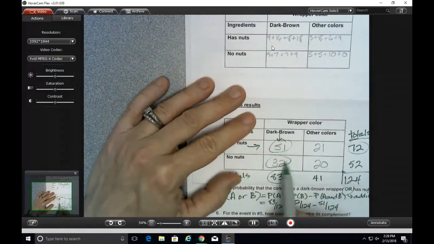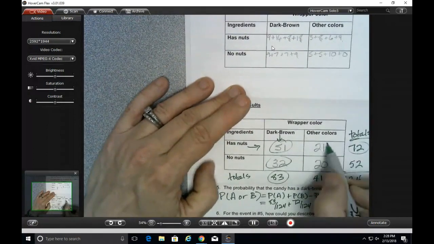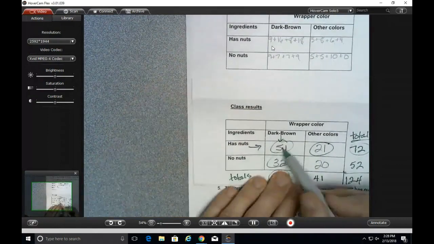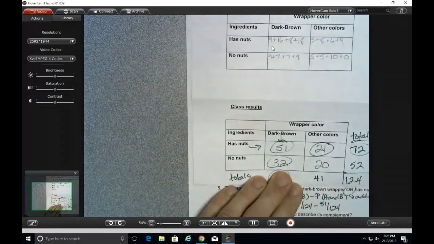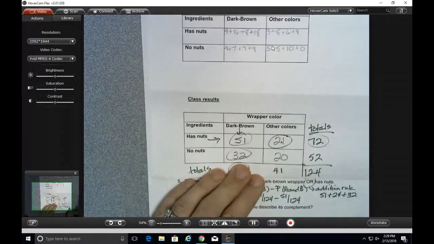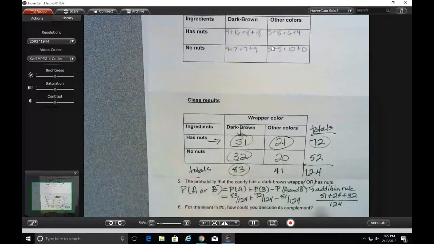So it would be either this cell or this one, and then if it has nuts, we've already got that one marked, or it also could be this one. The 3 cells in the table we'd be looking at would be these 3. Those are the 3 that meet one of those 2 conditions. So we could just take those 3 numbers and add them up, 51 plus 24 plus the 32, and get that total, and then divide that whole total by 124. That would give us the same answer as what we would get by doing it this way.